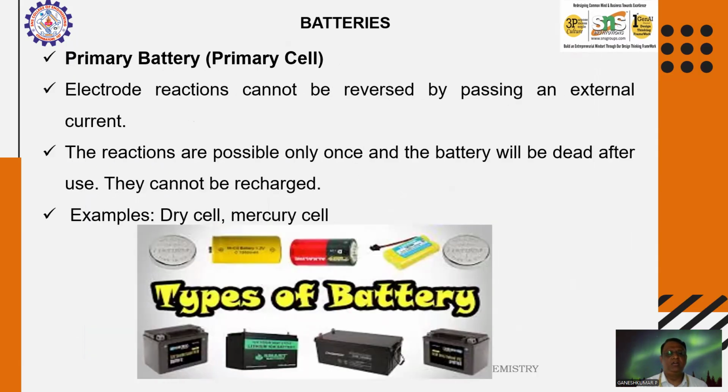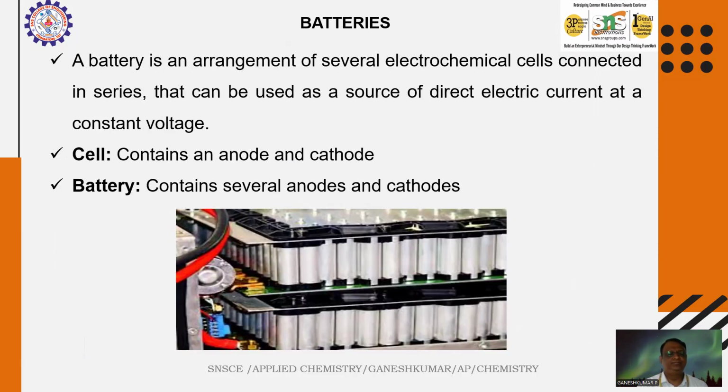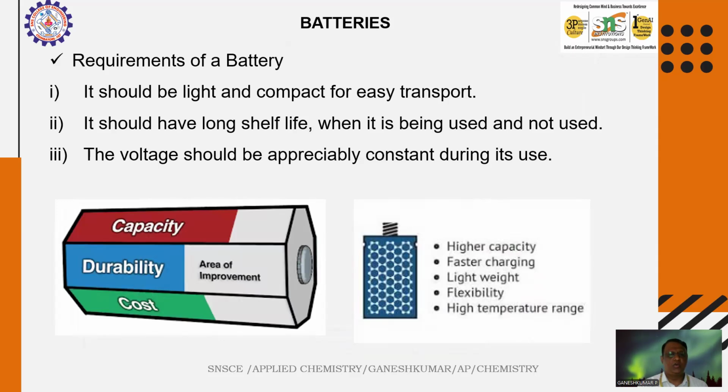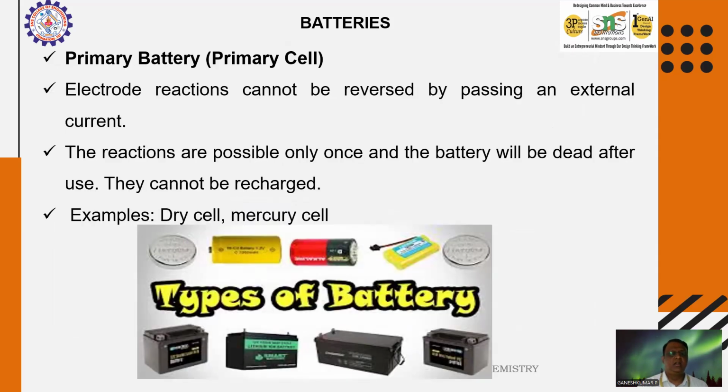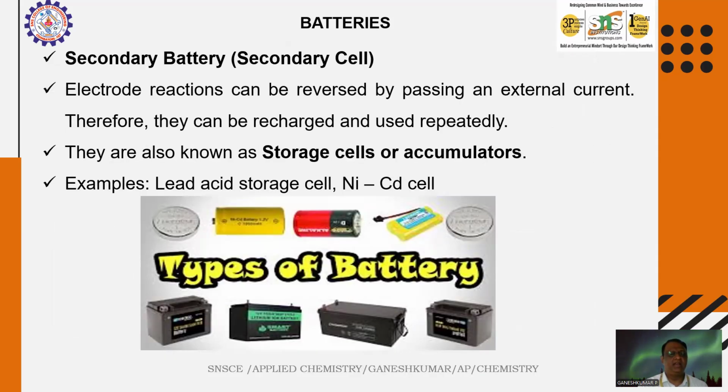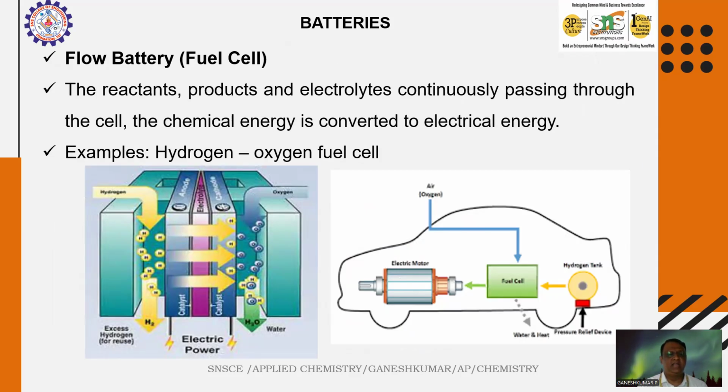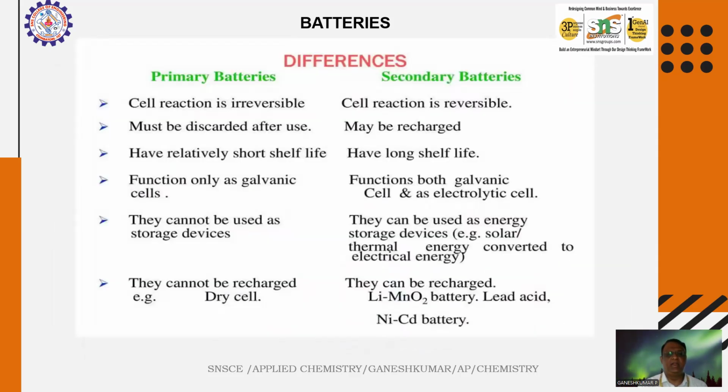So here we went through what a battery is and what the requirements of a battery are. Then the three types of battery: primary battery, secondary battery, and flow battery, and the difference between primary batteries and secondary batteries.